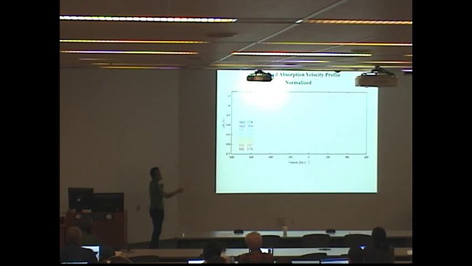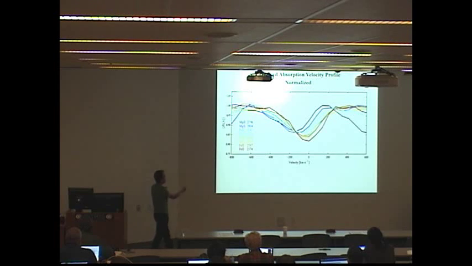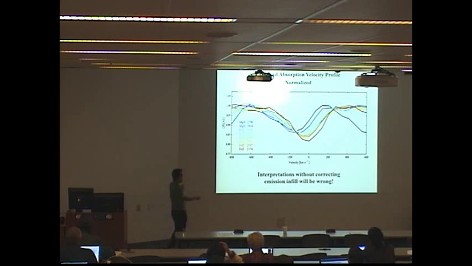So the model also predicts observed absorption velocity profiles for different lines. Blue is more blue shifted, red is less blue shifted. So this is the prediction from the model, and what do I observe? This is the data. So magnesium II is more blue shifted, iron II, for example 2374, is less blue shifted. So this is predicted by the model, and this is data. I didn't do anything else. Okay, I just want to emphasize that interpretation without correcting emission infilling would be wrong in this case.